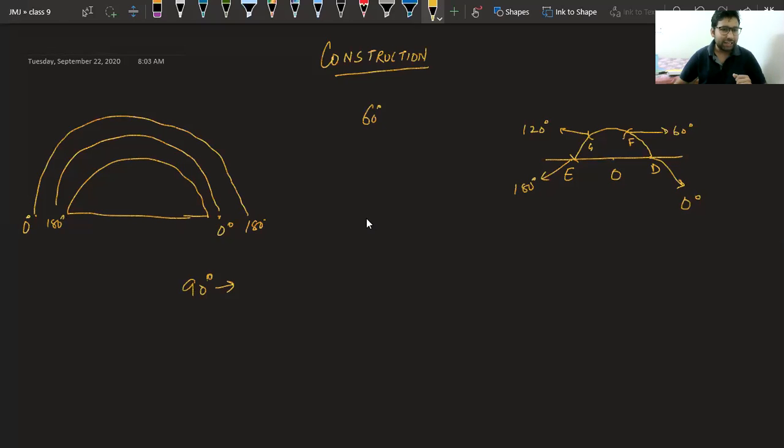We actually cannot draw this 90-degree angle directly. So we need to find certain angles, and only then can we find 90 degrees. I want to find two such angles in between which our required angle lies. The procedure to find these two angles is very simple.